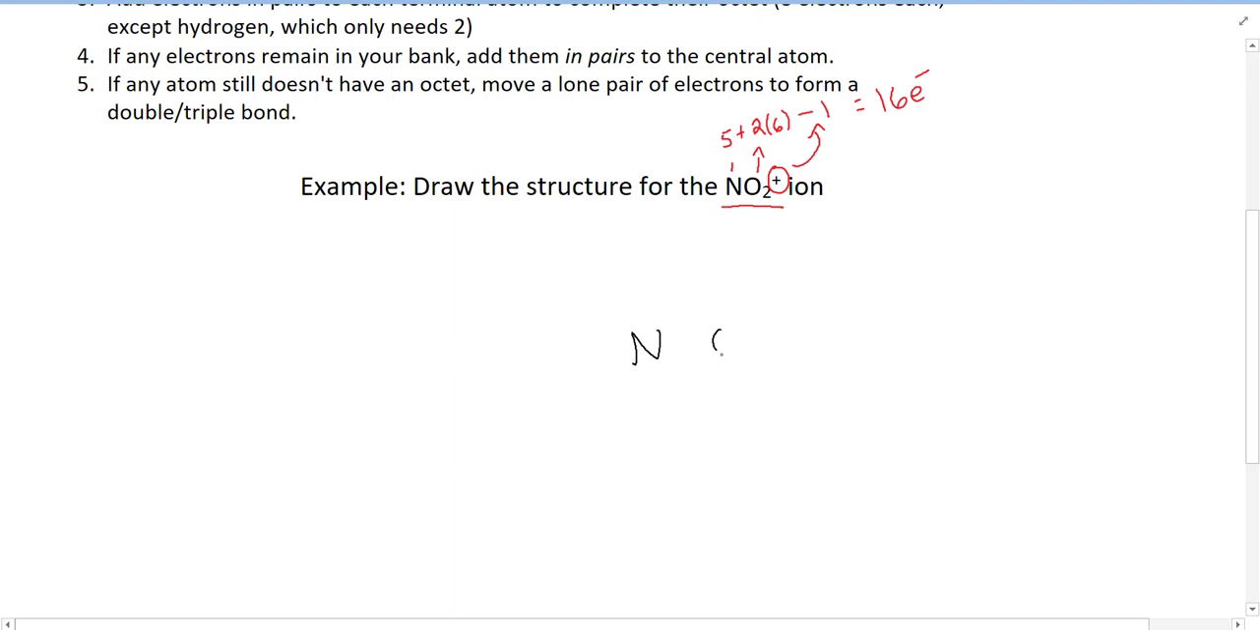Nitrogen and then oxygen, oxygen, connect it with these lines. This is what we call our skeletal structure because it's just the skeleton of the structure, bare bones minimum connecting these atoms. Now, because we had 2 bonds to make our skeleton, we need to subtract 2 times 2 or 4 electrons from our bank. So now we're down to only 12 electrons left.